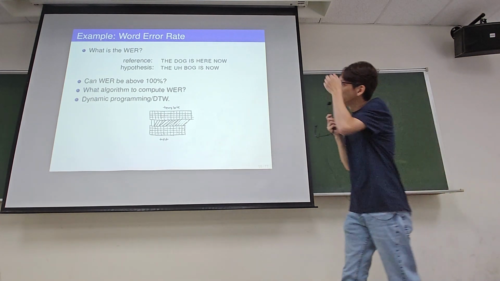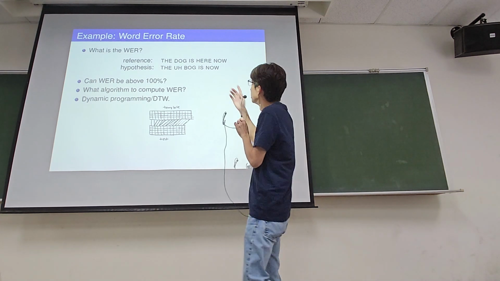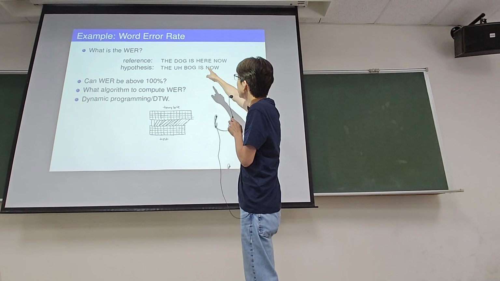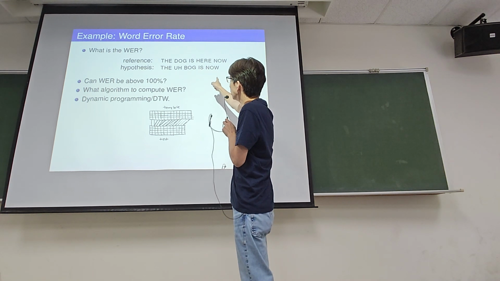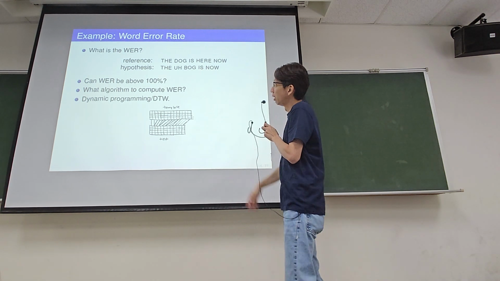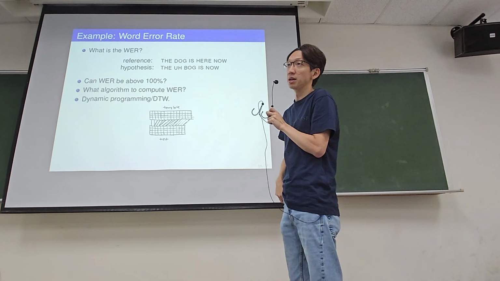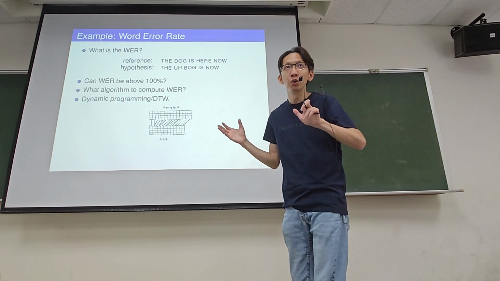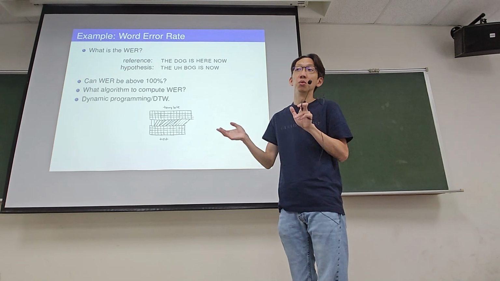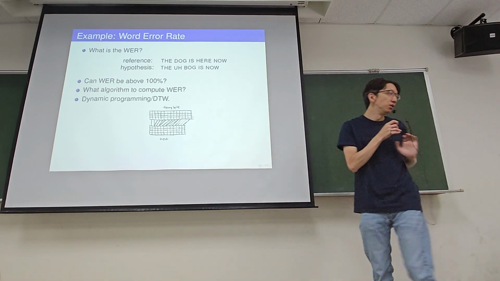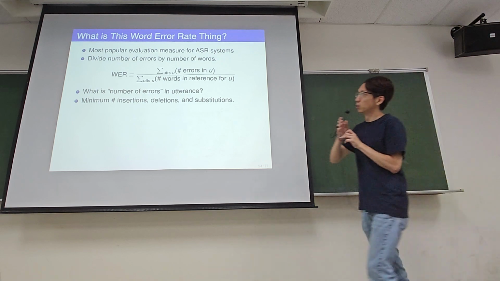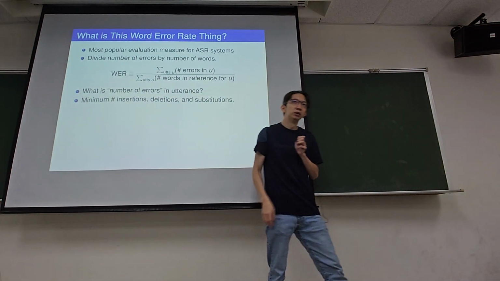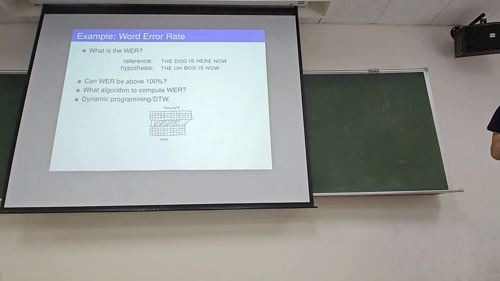Okay, so again here, repeat, right? The reference is here now. Hypothesis: the thing the dog is here now, the all bark is now. So the word error rate can actually be over 100%, because there are multiple errors happening. And the shorter your sentence is, the higher your word error rate is, because the numerator here is the number of words in the utterance. So word error rate can be quite large.